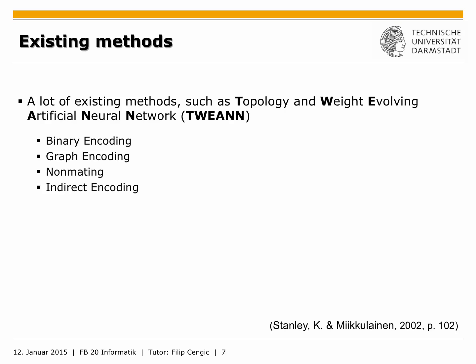One design is called TWEANN. This abbreviation stands for Topology and Weight Evolving Artificial Neural Networks. The simplest implementation is based on the traditional bit string representation, which is used by genetic algorithms. This encoding scheme is called binary encoding. Further encoding schemes are graph encoding, non-mating encoding, and indirect encoding. But right now, we don't want to get into detail.